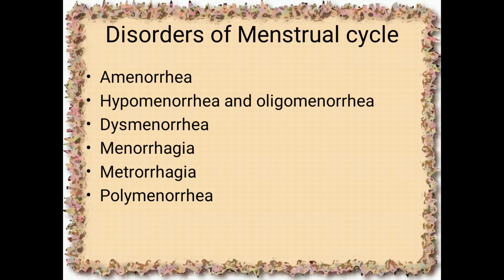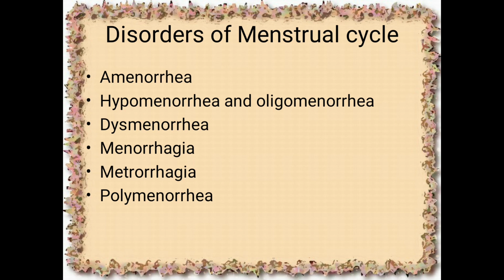Hypomenorrhea means decreased menstrual bleeding in duration or amount or both. Oligomenorrhea means decreased frequency of the menstrual cycle, that is, cycles more than 35 days. So hypomenorrhea means the menstrual bleeding is decreased in duration or amount or both, whereas oligomenorrhea means decreased frequency of cycles, that is, more than 35 days.